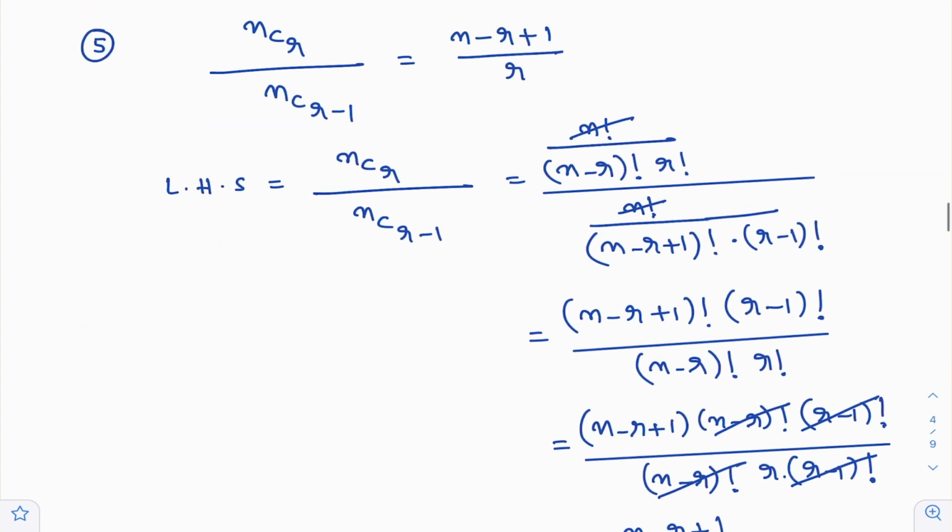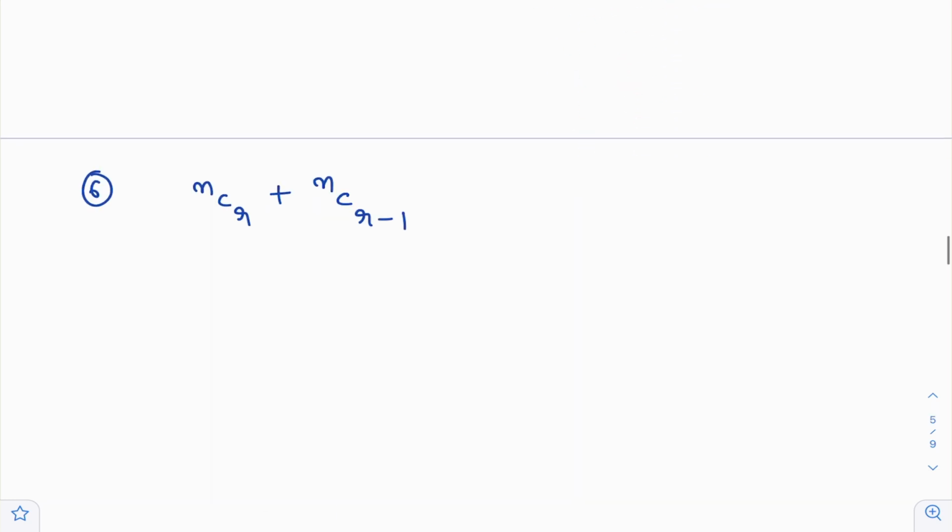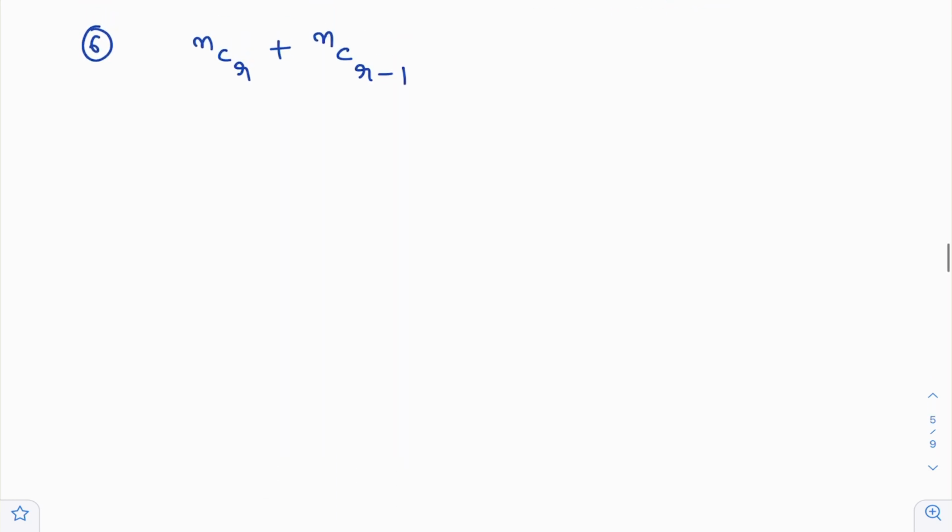Sixth result, nCr-1. The last one is division, the earlier one is addition. The last one is nCr divided by nCr-1. Now this one is the sixth one: nCr plus nCr-1. You need to be thorough in these formulas, then only binomial coefficient simplifications will be easy. n plus 1 Cr, very useful results. nCr plus nCr-1 is n plus 1 Cr.